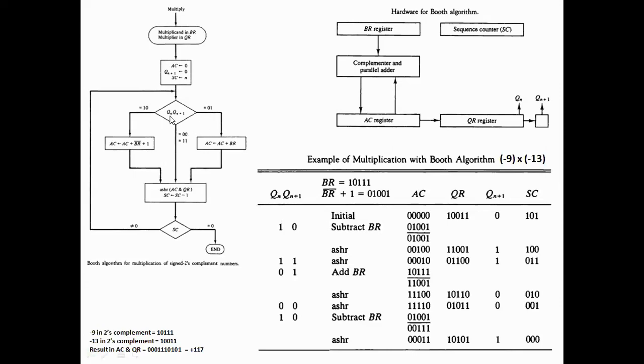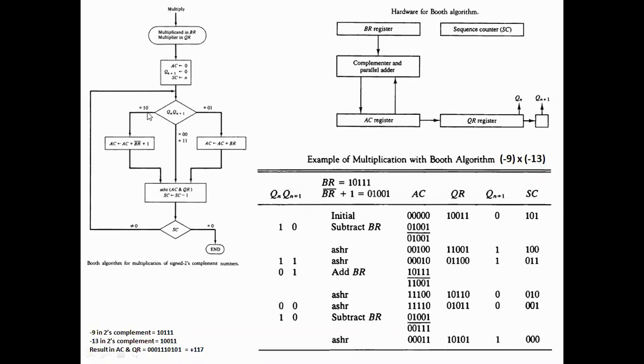So if the value is 0 1, go from here, just do an addition and store the answer in AC, then do an arithmetic right shift of both AC and QR. Then decrease the counter, again check the counter. If it is not 0, restart, again check.